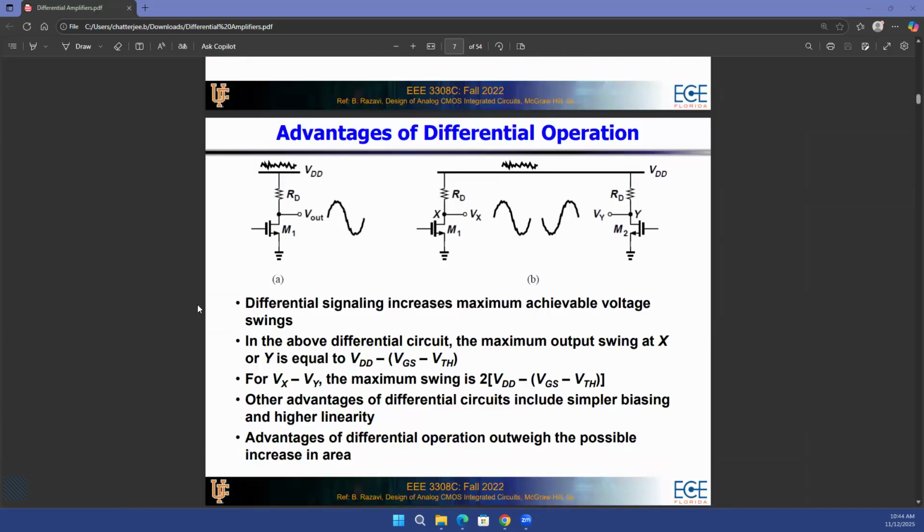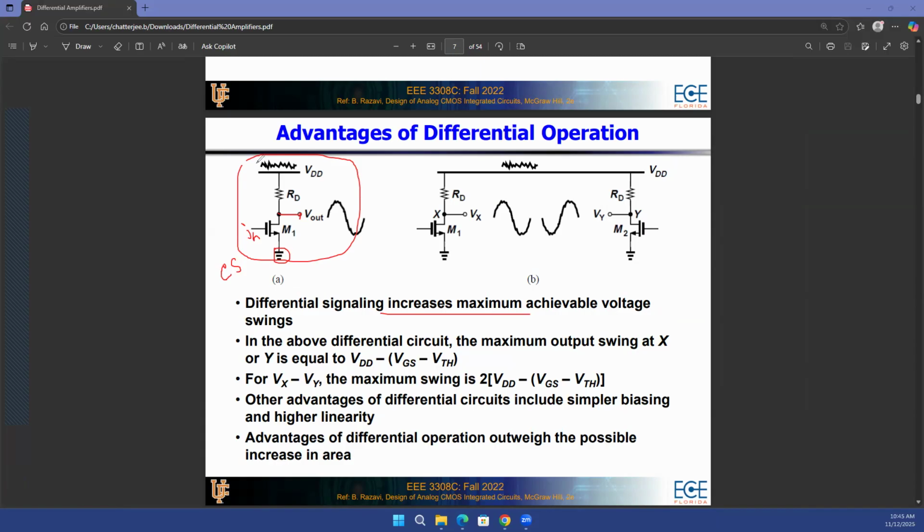There is another advantage which we just talked about, that differential signaling will increase the maximum achievable voltage swing. So if you think about the single-ended scenario, that you just have this common source amplifier, right? So this is a conventional common source that you have learned in class, that your source is grounded, your output is at the drain terminal, which means that your input is at the gate terminal. So this is your common source, and you have some sort of a signal at the output, let's say an amplified form of the input sine wave.